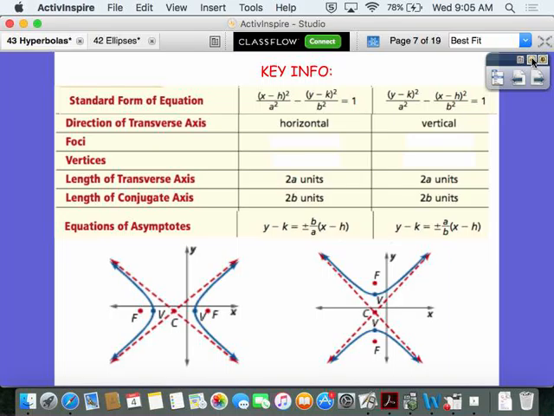For the ones that have a vertical transverse axis, this time your a squared and your b squared stay where they are. It is your y minus k squares and your x minus h squares that change. Okay? So you'll know which one it will be depending on which one is negative. If your x's are negative, then you know it's going to be a vertical hyperbola, meaning that it's going to open up and down. But if your y's are negative, then you know it's going to be horizontal and they're going to open to the left and to the right. Okay? Questions?